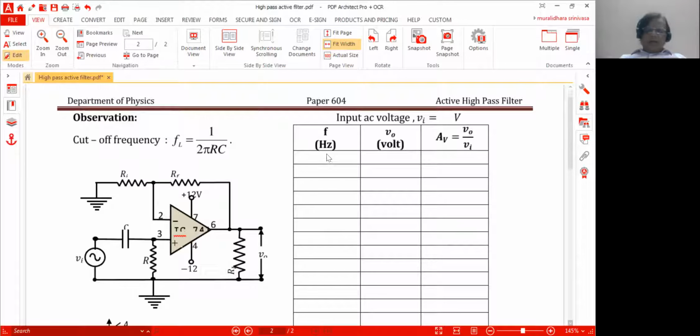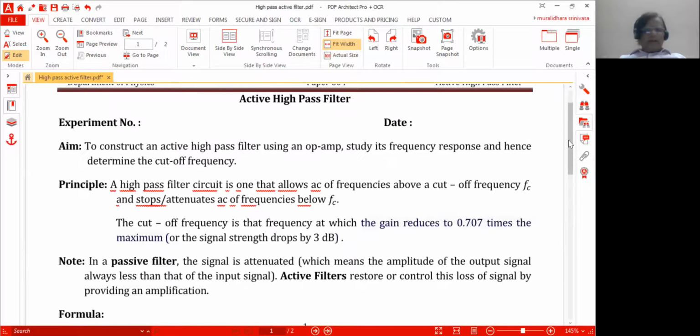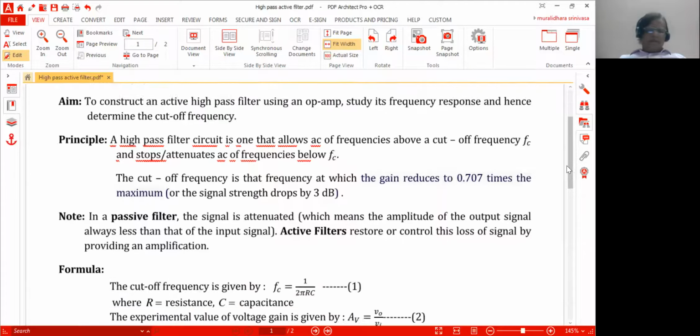How do you tabulate? Increase the frequency in terms of what we call decades. That is, if you start with 20 hertz, go in steps of 20 up to 100, then from 100 to 1000 in steps of 100, from 1000 to 10,000 in steps of 1000, and like that. You can go up to 100 kilohertz if your oscillator offers that facility.